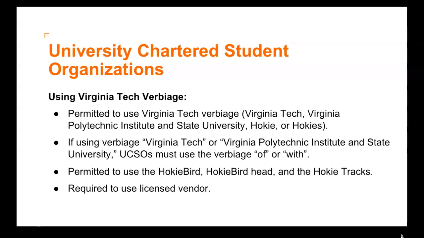UCSOs are allowed to use the verbiage Virginia Tech, Virginia Polytechnic Institute and State University, Hokie, and Hokies. If your organization uses the verbiage Virginia Tech or Virginia Polytechnic Institute and State University, the verbiage must be accompanied with "of" or "with." As a student organization, you are permitted to use the Hokie Bird head, and the Hokie tracks. Regardless of which trademark, logo, or verbiage your organization is using, all materials must be ordered through a licensed vendor.